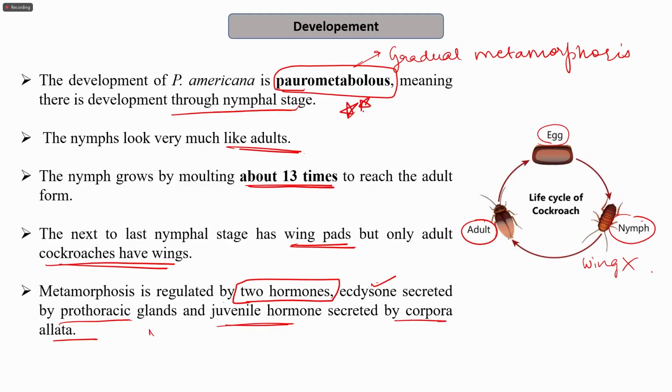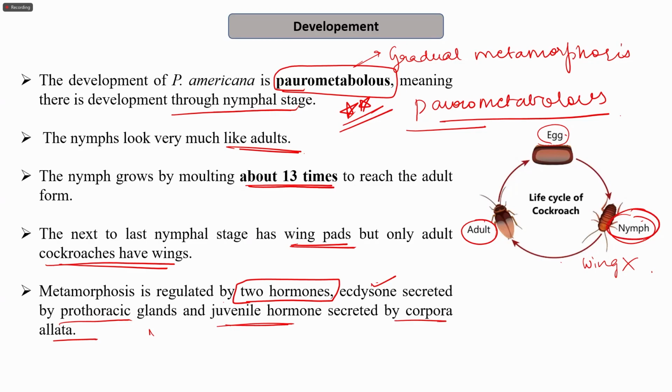The type of metamorphosis in the development of Periplaneta americana is paurometabolous, which means gradual metamorphosis, in which the egg converts into the adult through the nymph stage, and the nymph grows by molting about 13 times to reach the adult form. In all the nymphal stages, wing pads are present, but only adult cockroaches have wings.